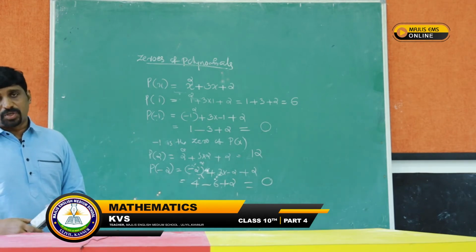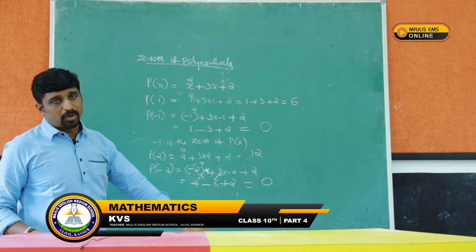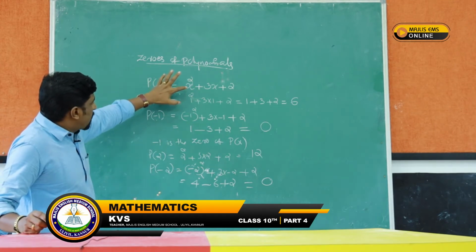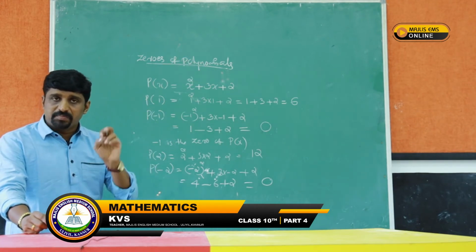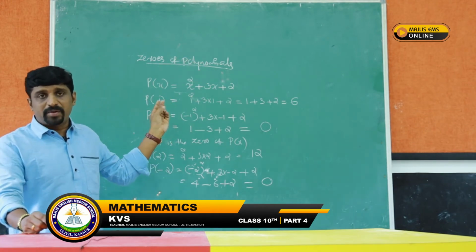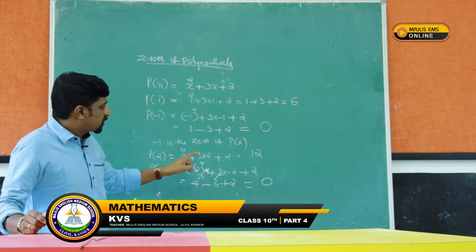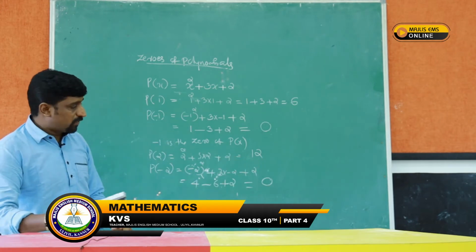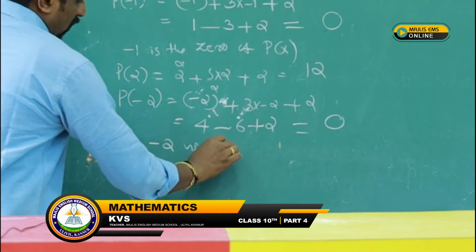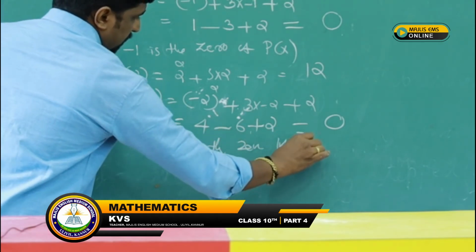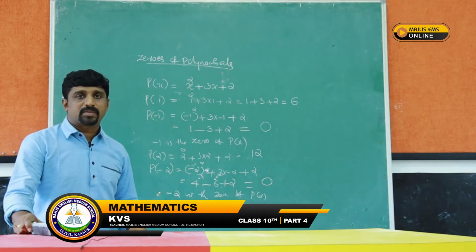Again you got answer 0. So, we can conclude minus 2 is also a 0 of this polynomial, because here p of x is a quadratic polynomial, degree 2 is there, we need 2 zeros. We already got 2 zeros now, minus 1 is the first 0 and minus 2 is the second 0. Therefore, we can conclude minus 2 is a 0 of p of x. Okay, clear?